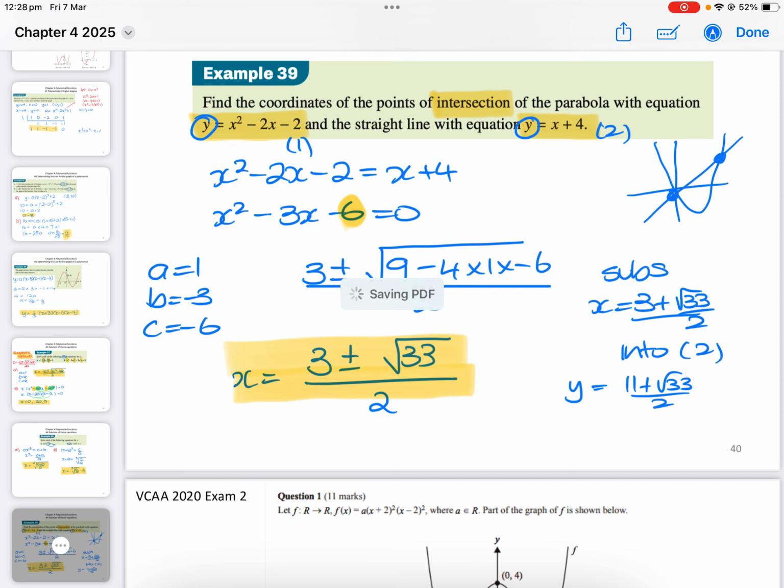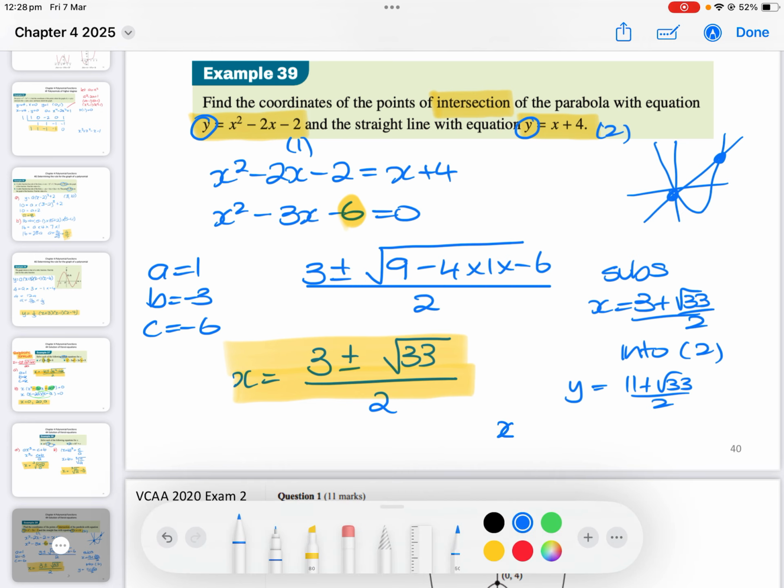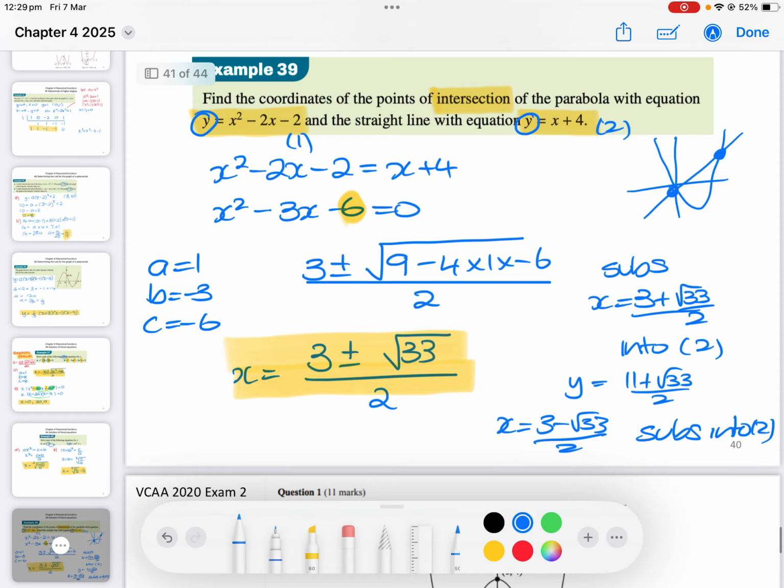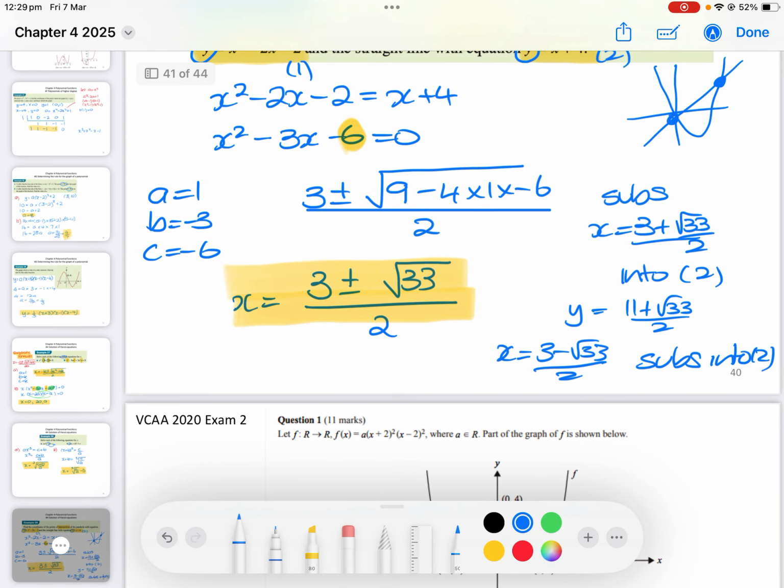If I do the other one, x equals 3 minus root 33 on 2, I'm going to substitute that into equation 2, the x plus 4, and I'm going to get y equals 11 minus root 33 on 2. So that way I've got my x coordinates and I've got my y coordinates.